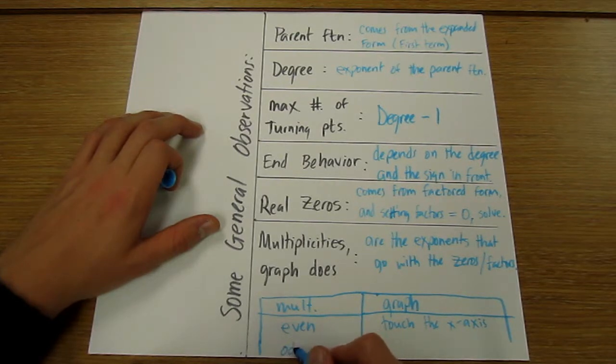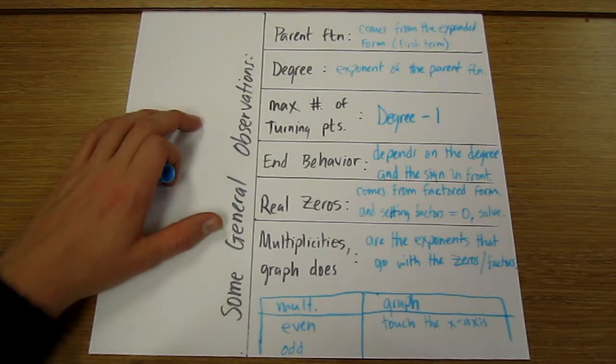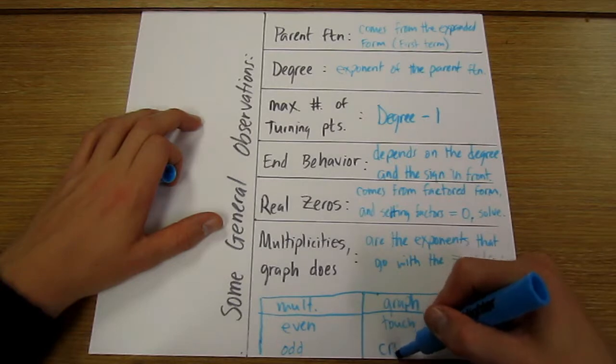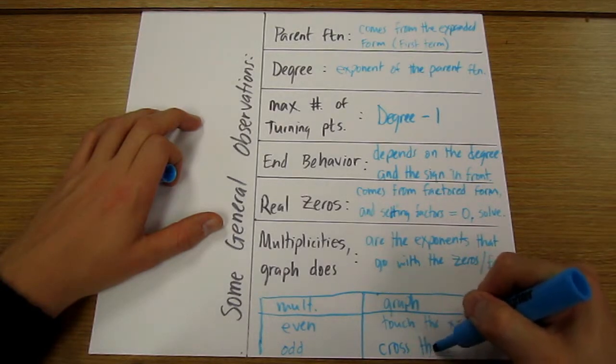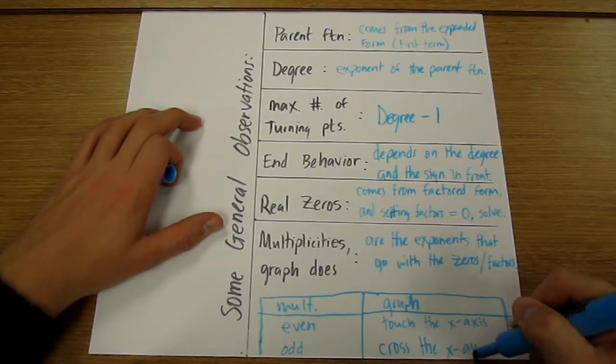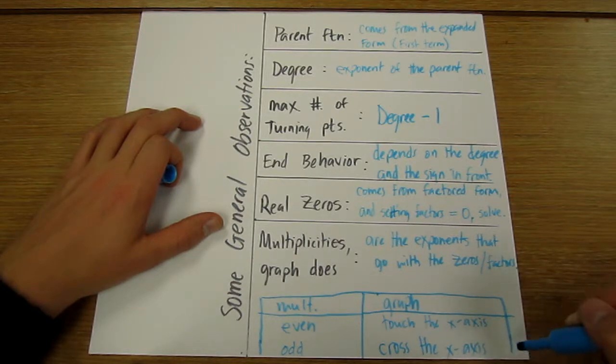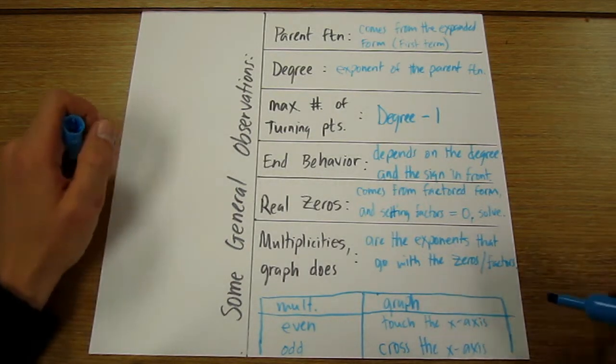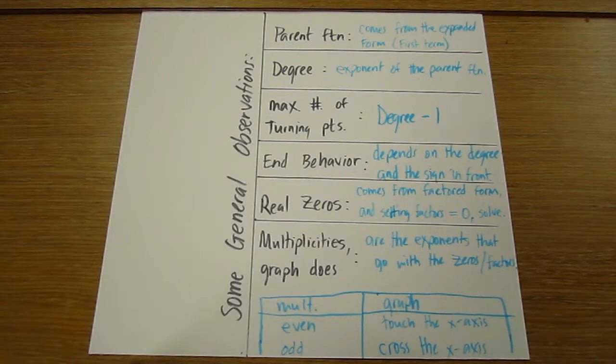If we have an odd multiplicity, our graph will cross the x-axis. And these two things will always happen if it is in factored form.